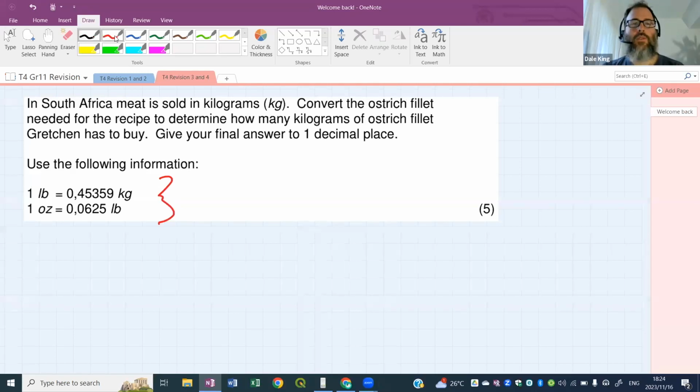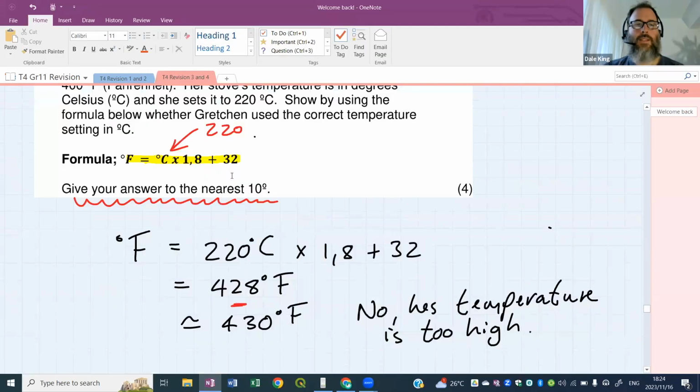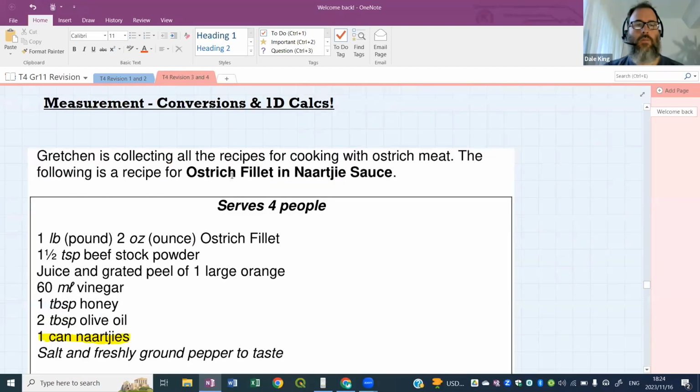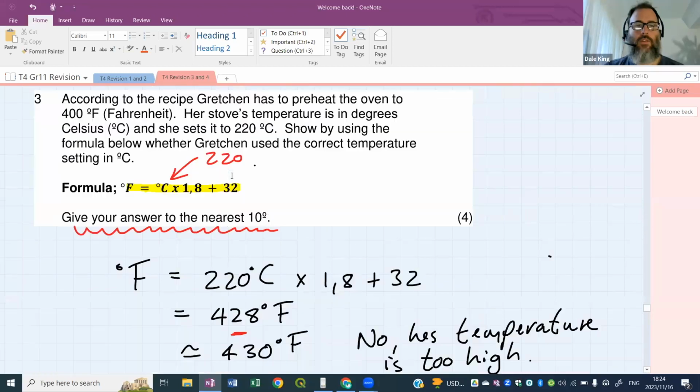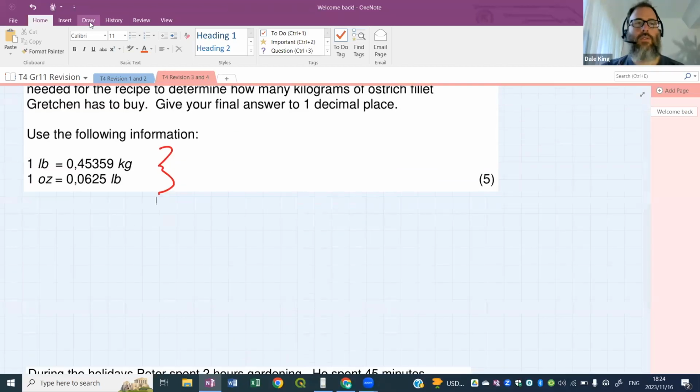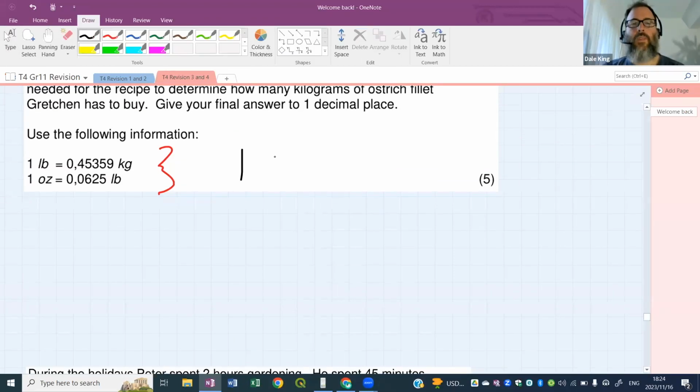Now, what I'm going to do is bring the ostrich meat weight down to this question. So if I go up to the recipe, it says 1 pound, 2 ounces. So I'll write it over here. 1 lb and 2 oz. That's how many pounds and ounces of meat we need. They want to know how many kilograms is this? And this is 5 marks, eh?